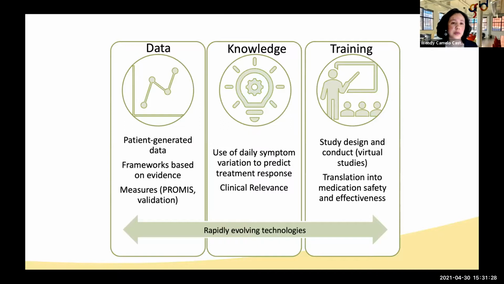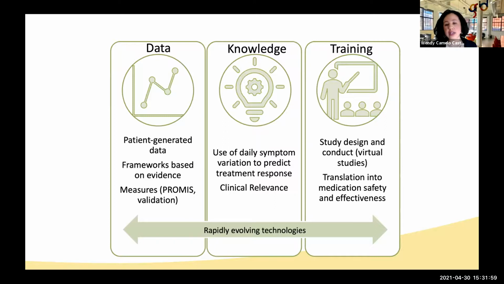Definitely from a data perspective, it is irrefutable that there's a lot of interest in patient-generated data and how this can inform not only epidemiology, but how it can be applied into clinical practice. Definitely there are some frameworks, but there needs to be more work in terms of newer frameworks and the usability of different measures such as patient-reported outcomes in the context of mobile health technologies.